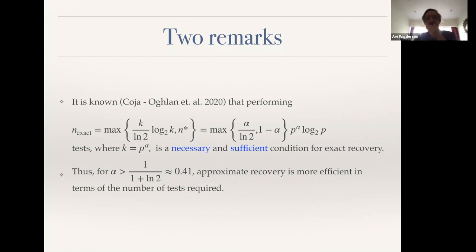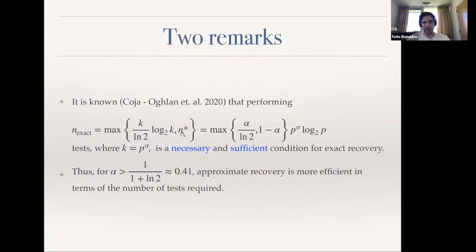And so the point of this slide is to tell you that as long as the sparsity parameter alpha is roughly speaking more than 0.4, then approximate recovery is more efficient in terms of the number of tests than exact recovery. And this is why we care about it, because we save some tests. Yeah, and how much do you save? What's the now? I don't see the relation between the number of tests.